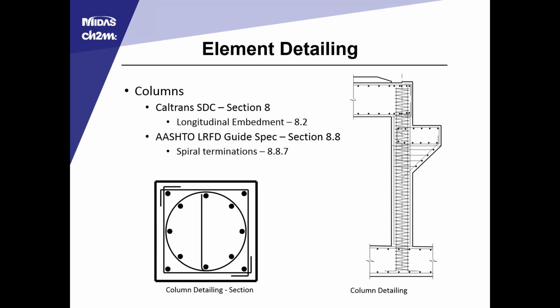For the columns, the detailing was based on the seismic design criteria as well as the guide spec. And that controlled things like the longitudinal embedment as well as the spiral termination in the guide spec with the extra wrap, and then also extending that tail into the core so that in the event that all the exterior concrete did fall off, the spiral doesn't unwrap and cause the concrete core to become unconfined and cause a shear failure.